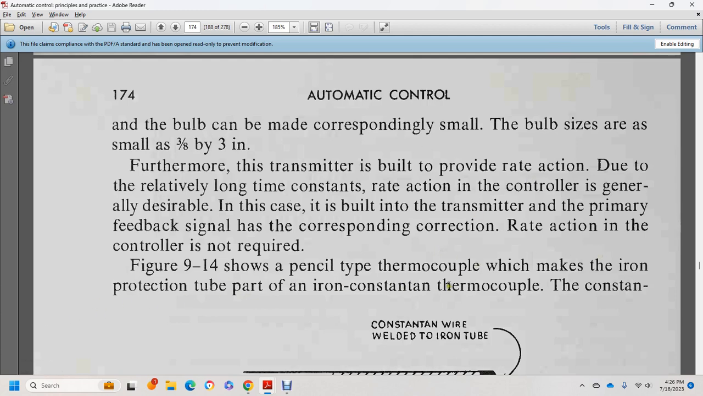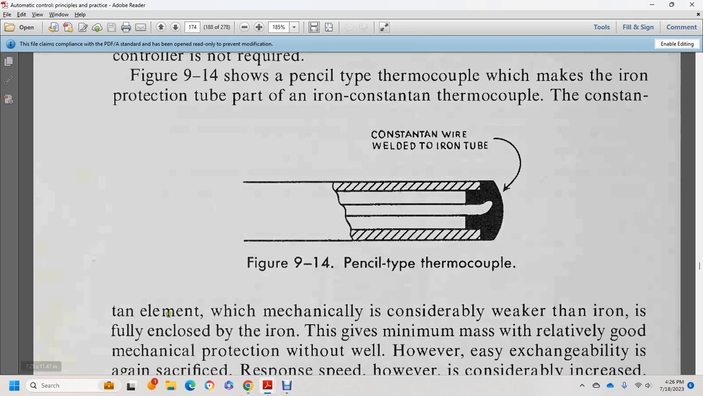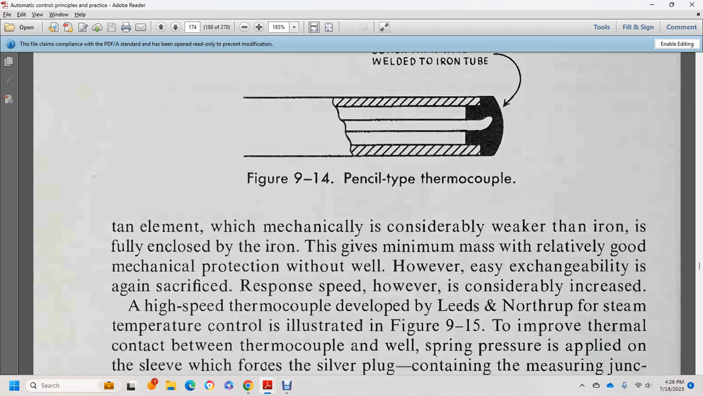The tube is part of the iron constantan thermocouple, the constantan element being mechanically considerably weaker, so it is fully enclosed by iron. This gives the minimum mass with relatively good mechanical protection, even without a well. However, the excessive exchangeability is given at the sacrifice of response speed, which is considerably increased.